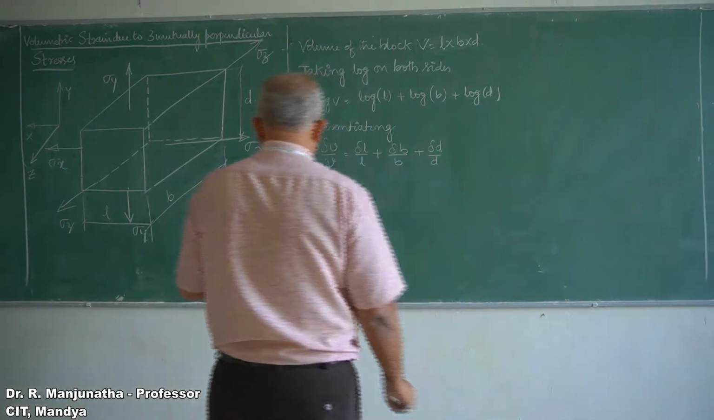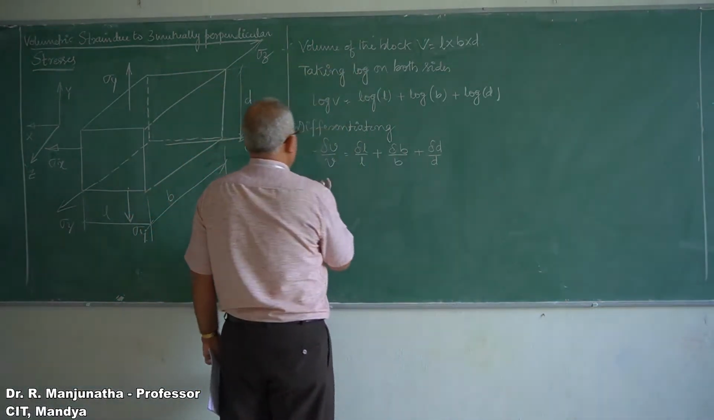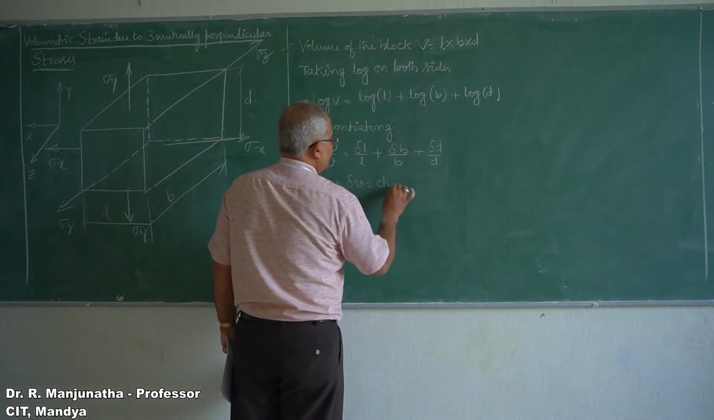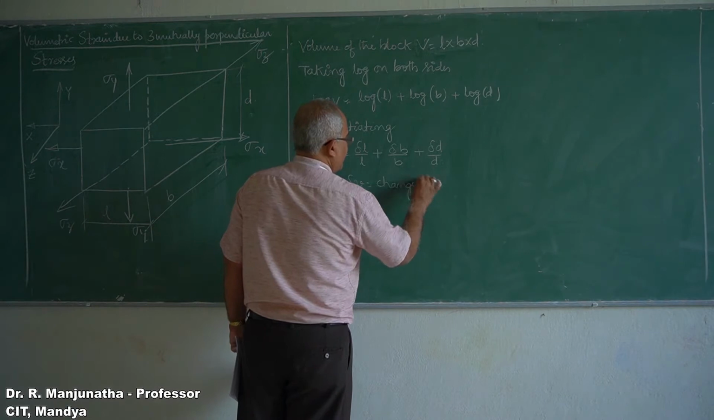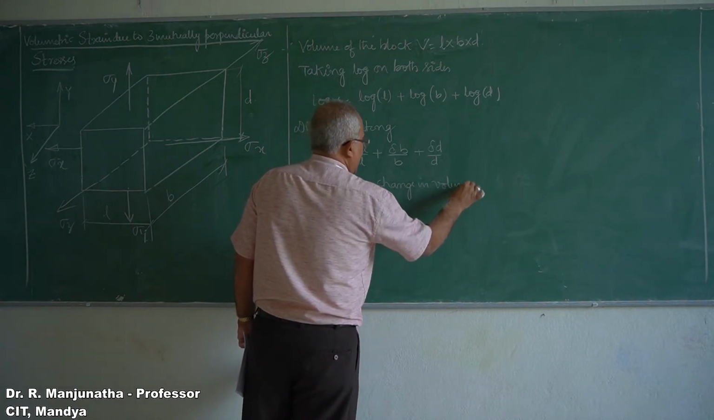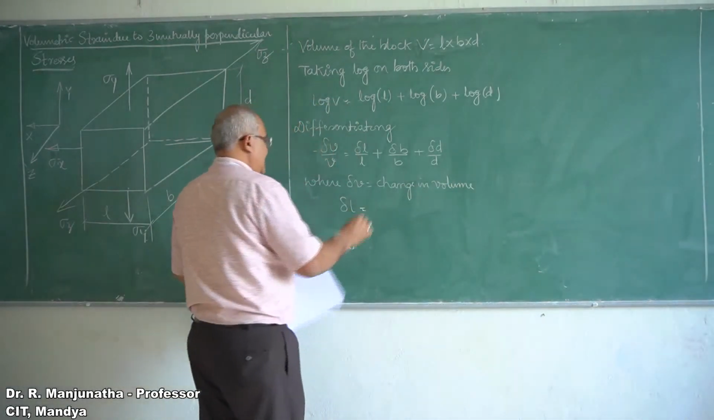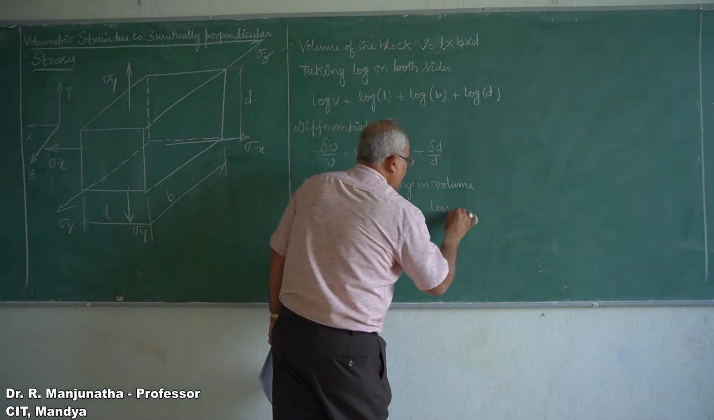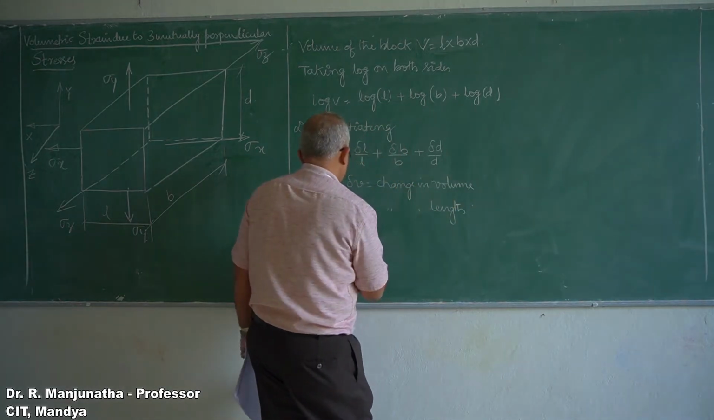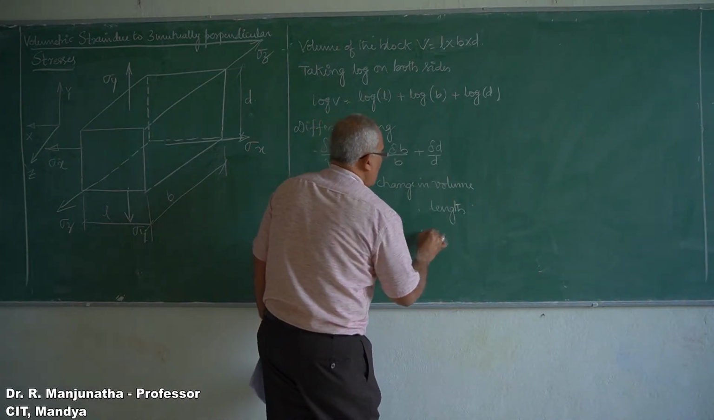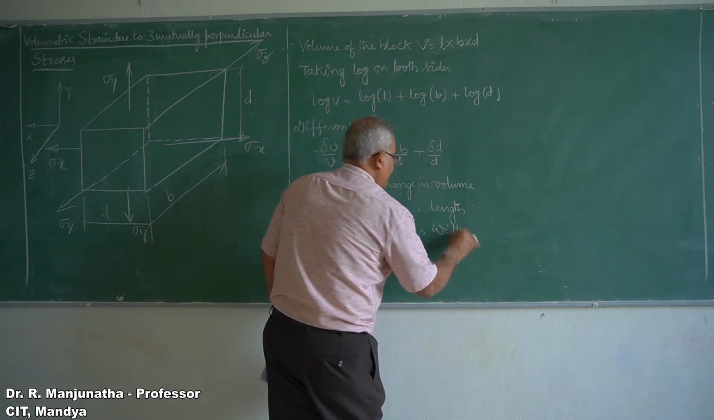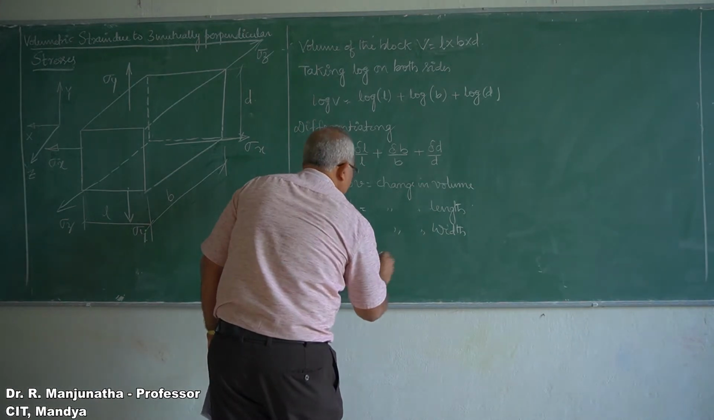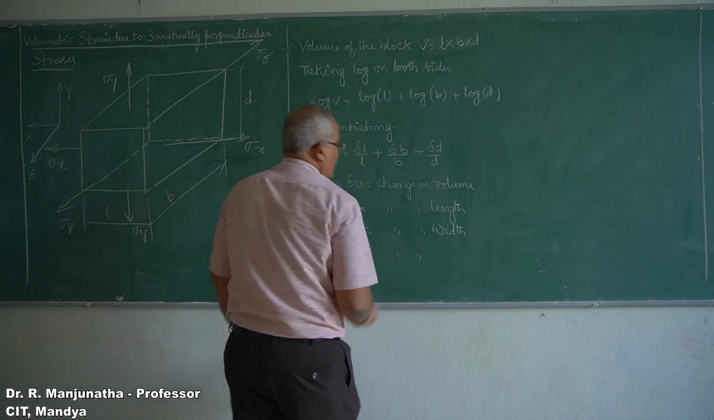So therefore, where delta V is change in volume, then delta L is change in length, and delta B is change in width, and then delta D is change in thickness or depth.